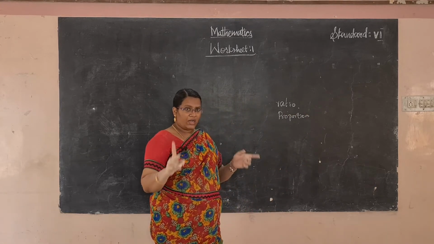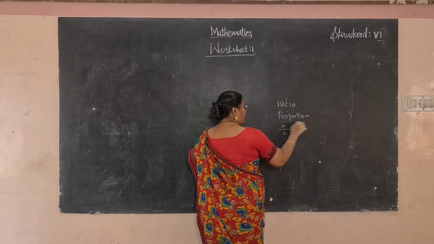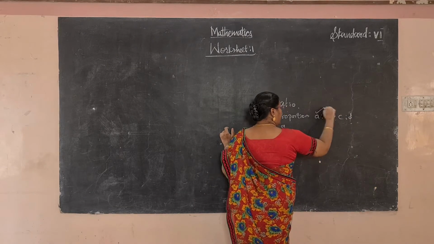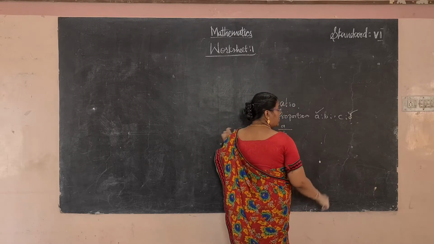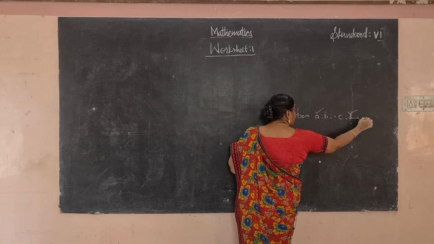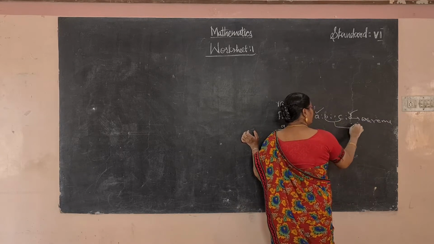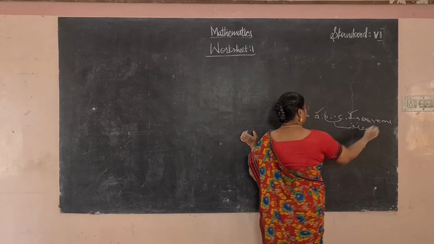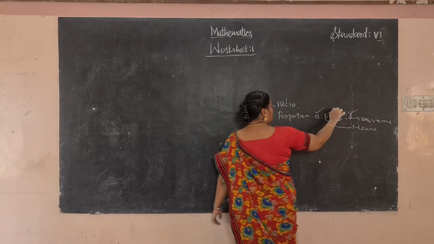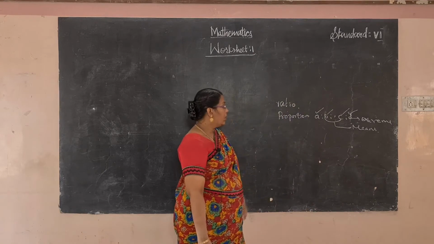Ratio means comparison of two quantities, and proportion means comparison of two ratios. If we consider the proportion A is to B as C is to D, here A and D are called the extremes, and B and C are called the means. B is called the mean proportion, C is called the third proportion, and D is called the fourth proportion.